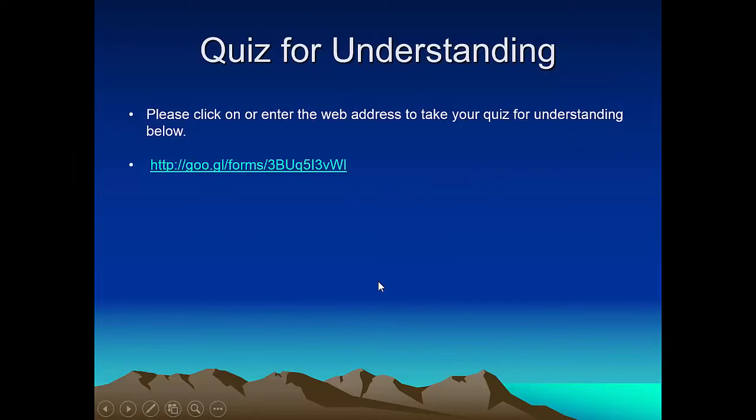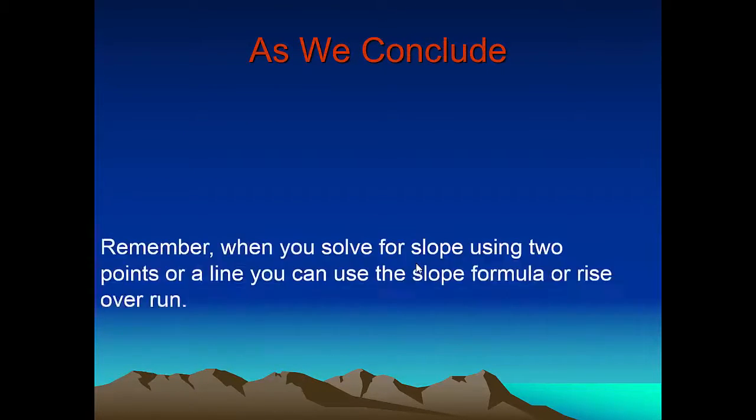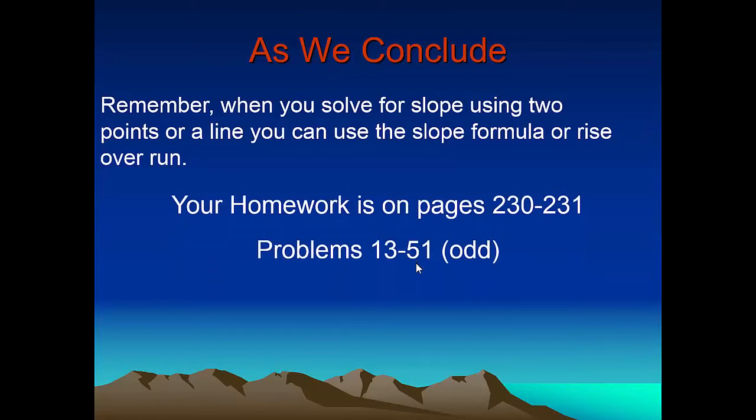So now that you have checked for understanding, we conclude. Remember, when you solve for slope using 2 points or a line, you can use the slope formula or rise over run. Now your homework is on pages 230 to 231, problems 13 through 51.